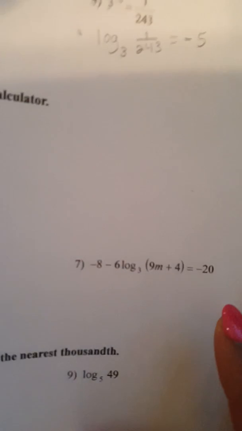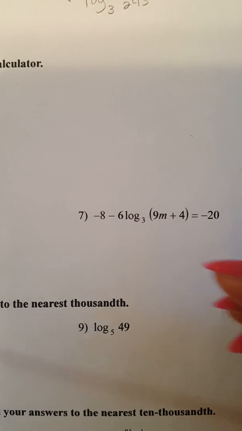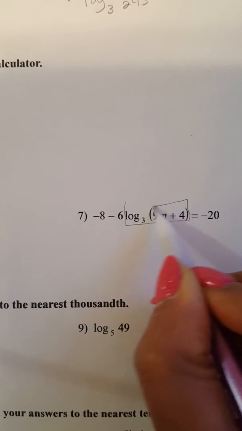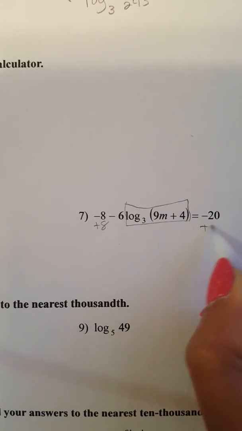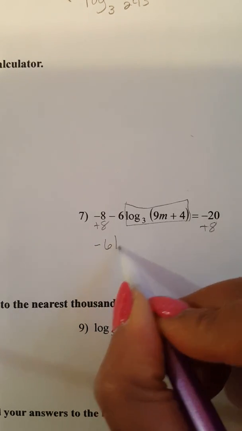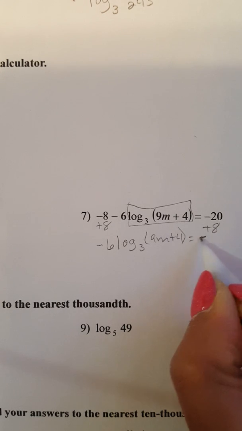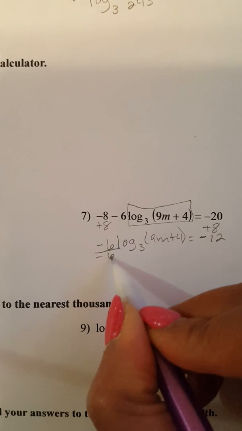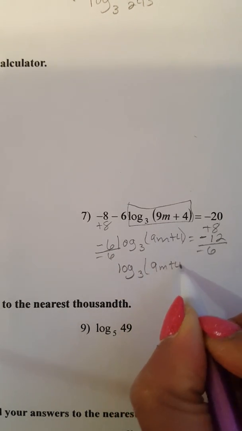Next type, solving log equations. This one is not log equals log. So to solve it, let's get it back in focus here. To solve, we need to get the log expression by itself. And here is the log expression. Anything on the outside, you need to clear it. So first the 8, you're going to add 8, so that we get negative 6 times log base 3 of 9m plus 4 equals 12. And then you divide by negative 6. Divide by negative 6, you get log base 3 of 9m plus 4 equals 2.